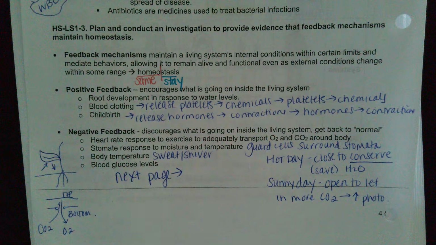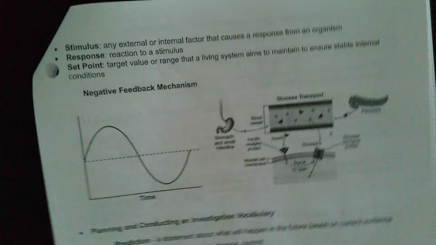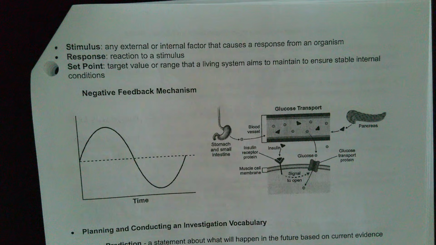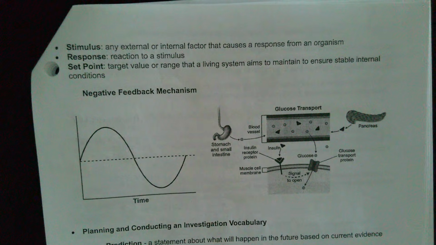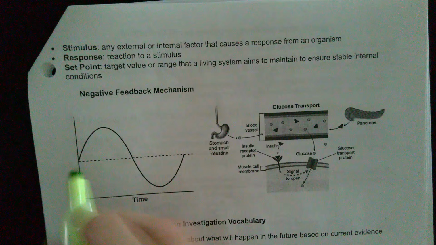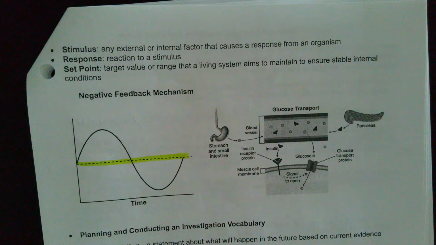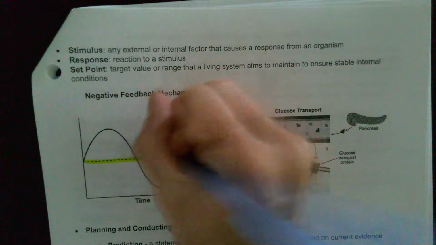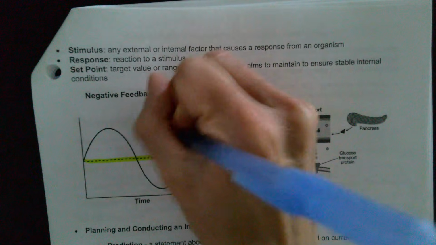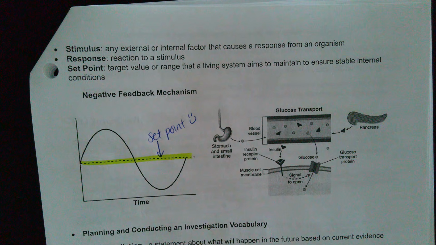We have a feedback mechanism and what it looks like when we see a graph. Notice this is a negative feedback. Remember, negative is like, stop what you're doing. Things are not going well. If we don't get back to normal, we're going to wind up dying. First thing we have is this line. That line is the set point. Your body wants to be at the set point. That's the happy line.